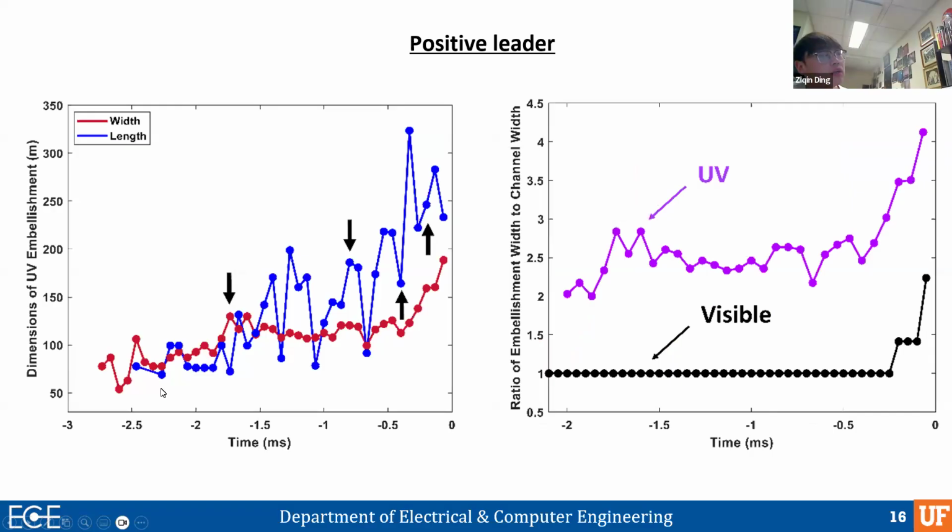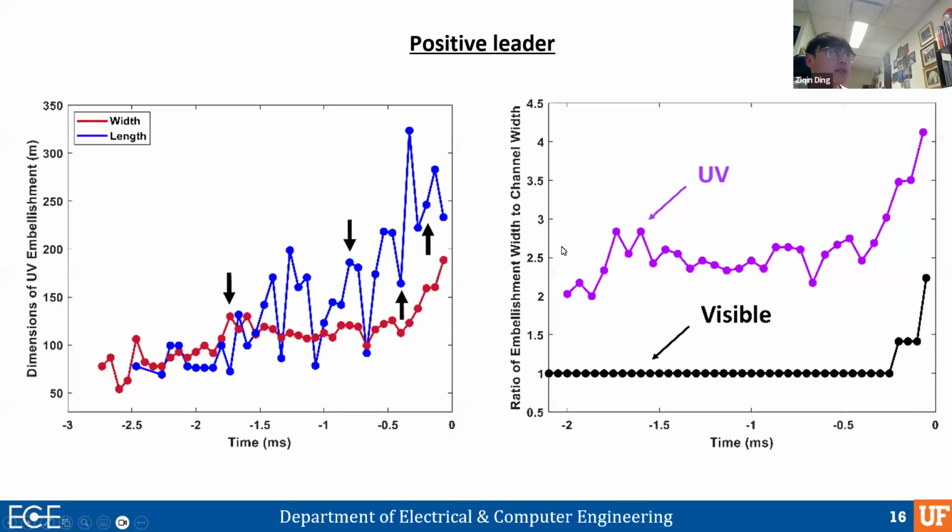So with the net positive leader propagating towards the ground as time marches, the width and length of the embellishment increase, and it also experiences what we call variations as a function of time. So the embellishment does not just stay constantly increasing, it is also changing in its size.